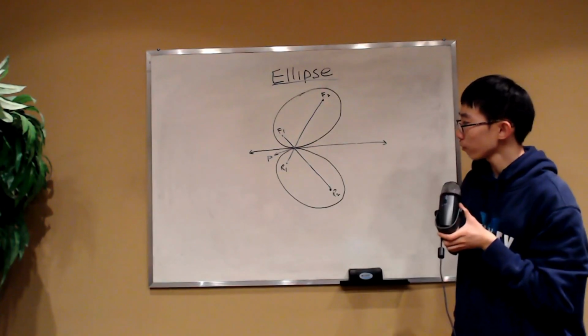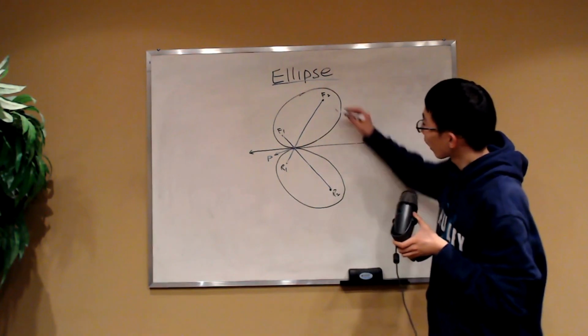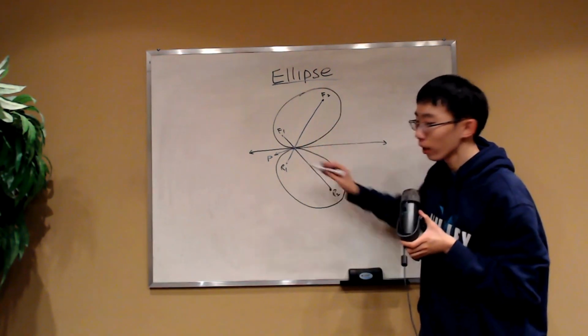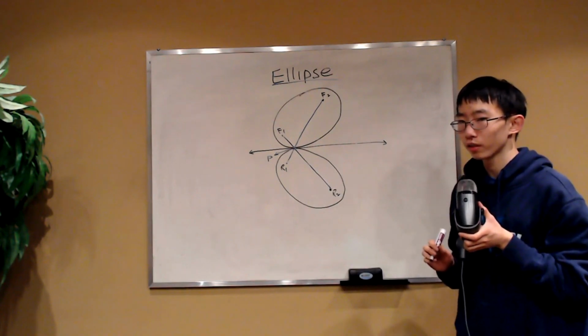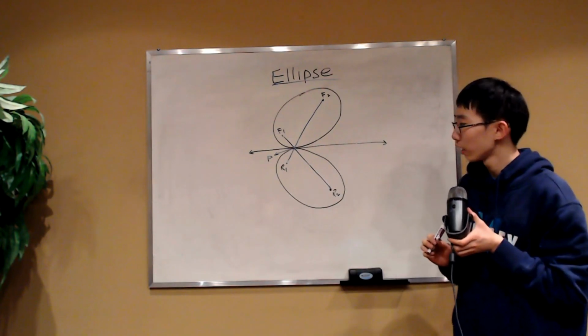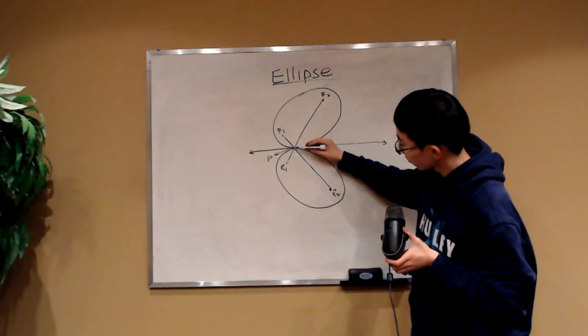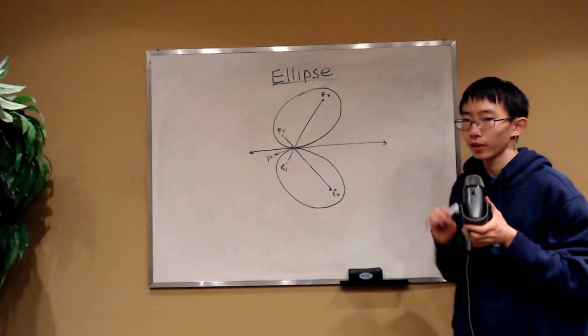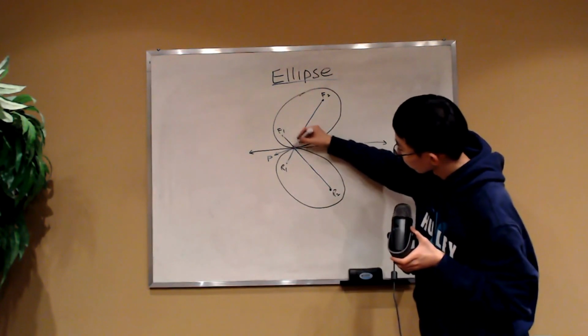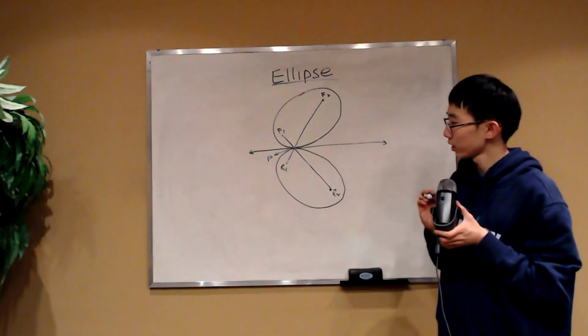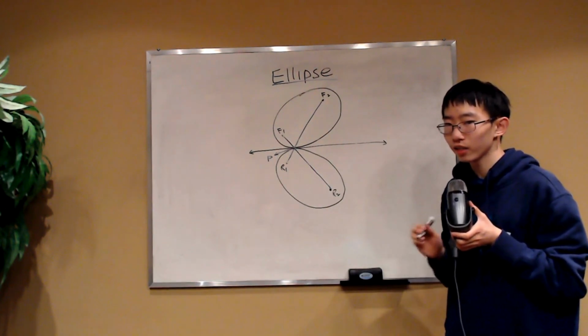So from our claim, we can actually say that F2, P, and R1 are collinear. They actually lie on the same line. And because F1, P, and R2, that's created by reflection, these 3 points are also collinear. So we can now begin our angle chasing.